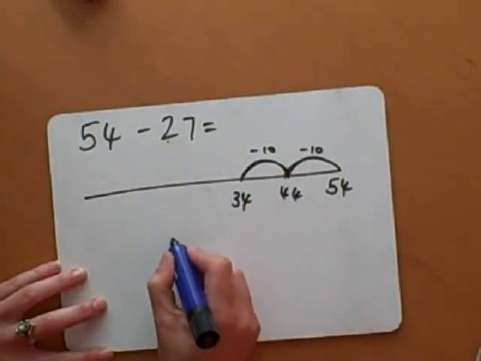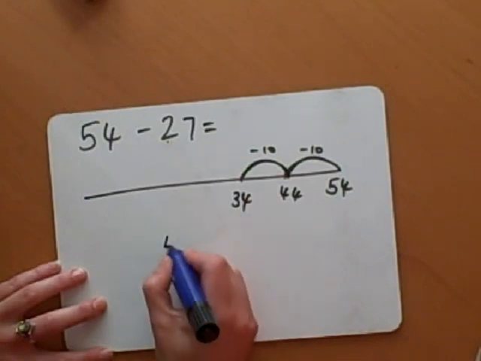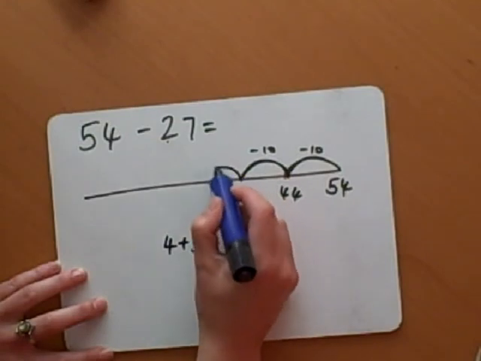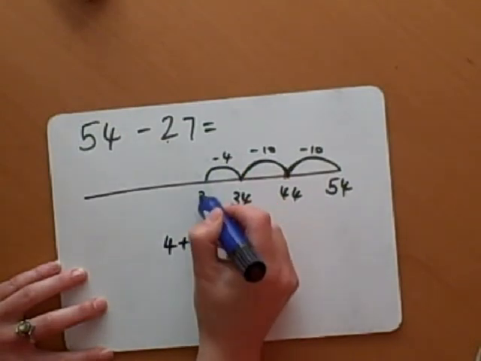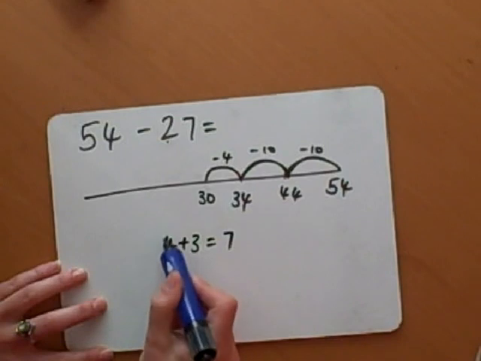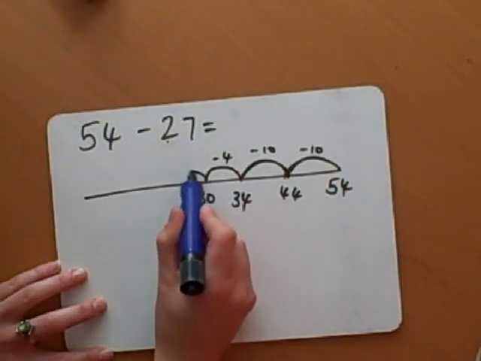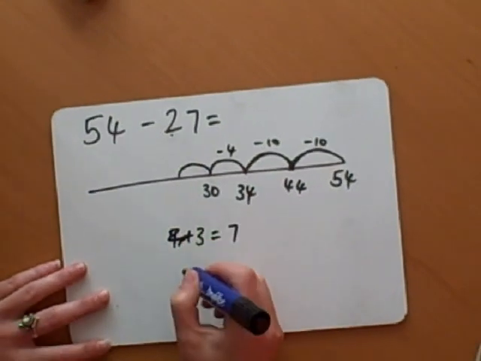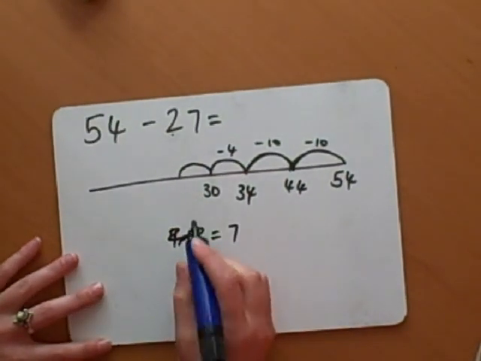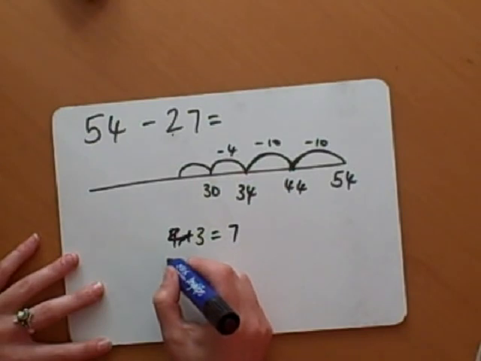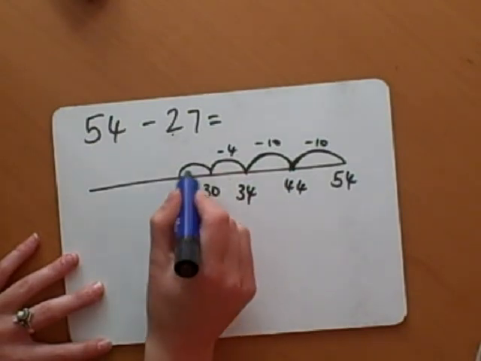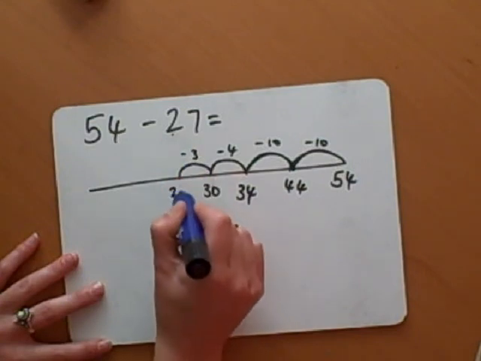But I know that 4 add 3 makes 7. So if I count back 4 to 30, I know that I've got 3 the other side. 30 take away 3. I know, again using my number bonds to 10, I know that 7 add 3 makes 10, so I should be able to count back 3 and get to 27.